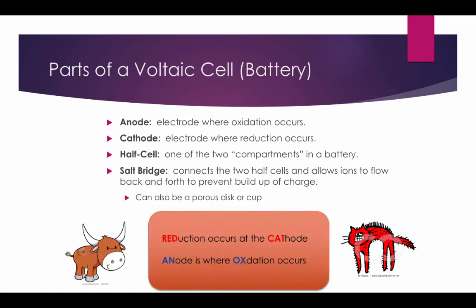A handy mnemonic for remembering where oxidation and reduction occur is red cat an ox. Reduction occurs at the cathode, oxidation occurs at the anode. Red cat an ox. Now let's look at each of these parts in an actual voltaic cell.